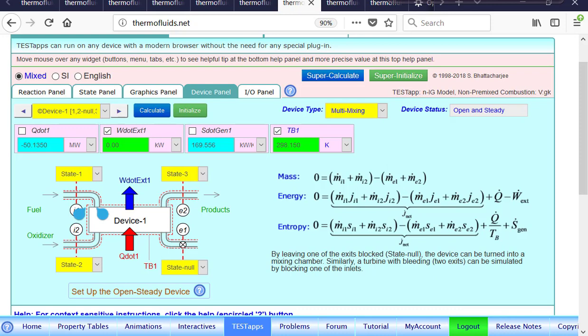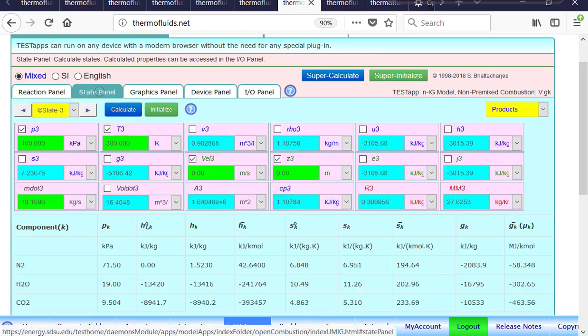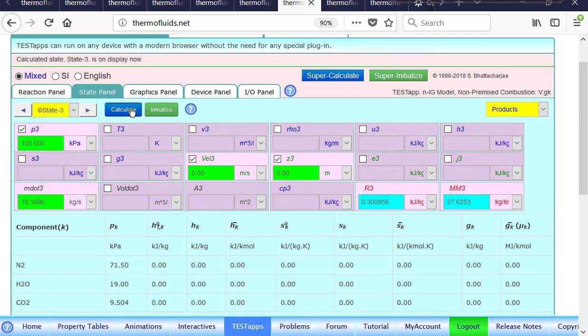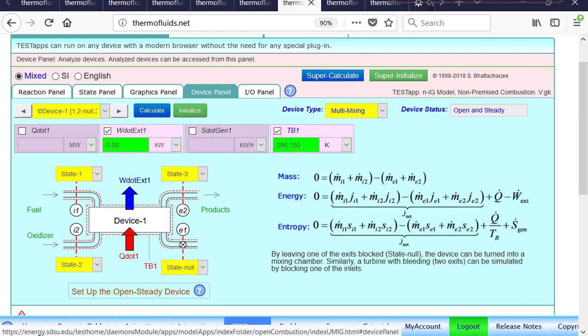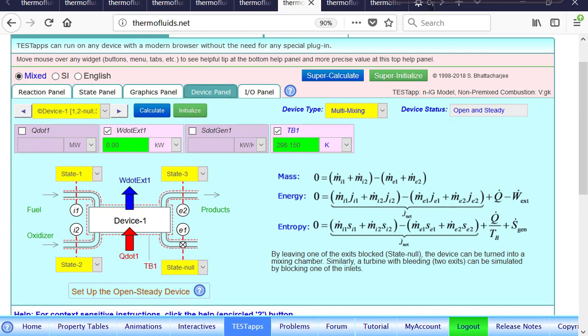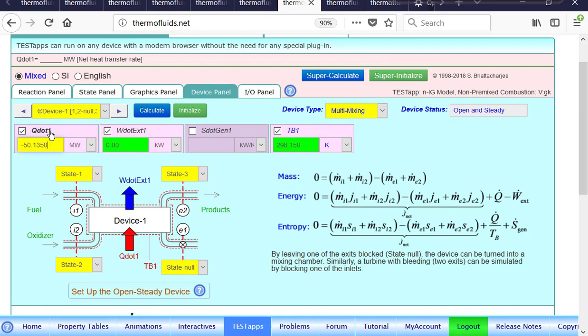You can go to the property table and look at the chart. You will find this is exactly the precise value of the heating value of methane. Now suppose you want to know the adiabatic flame temperature if your methane is burning with theoretical air. In that case, state 3, we don't know the temperature, so calculate without the temperature. And we come to the device panel, and everything else remaining the same, except the heat transfer this time is 0. So you go back and set it to 0.